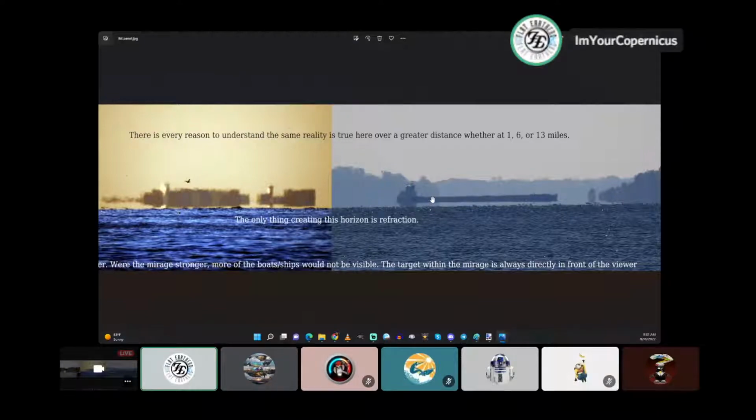Here's the top of the barge. This is the top of the barge. Where's the rest of the barge? Right here in this refraction.